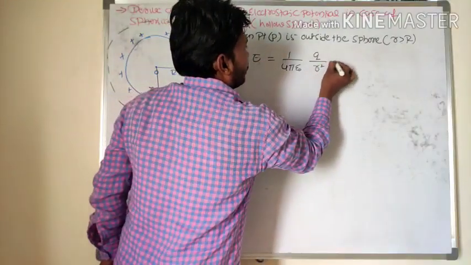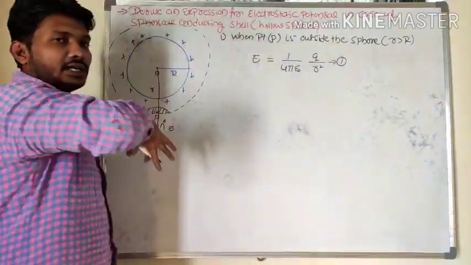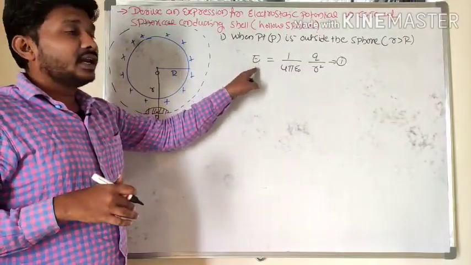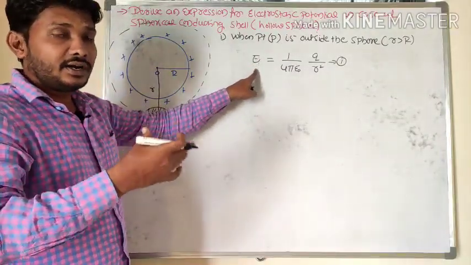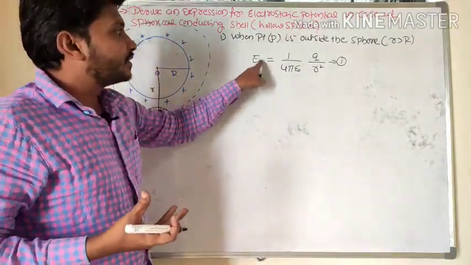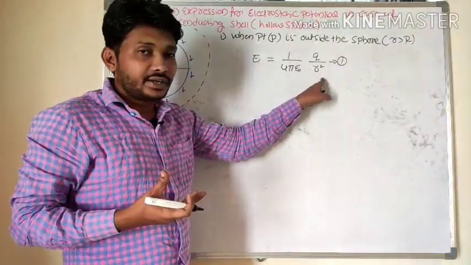q by r square. I got that. So in the last chapter we derived the expression for the electric field in the case of a spherical conductor when the point of observation is outside the sphere. I got that electric field value.